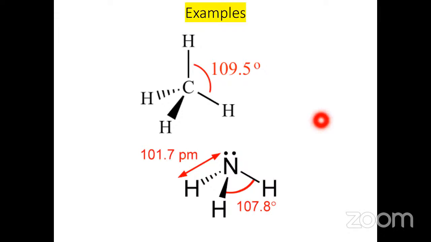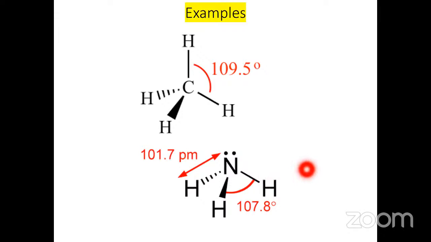Here only the unpaired electrons participate in bond formation. Thus the 2px, 2py and 2pz orbitals of nitrogen overlap with the 1s orbitals of the 3 hydrogen atoms to form the ammonia molecule. But here its shape is pyramidal and its bond angle is 107.8 degrees. The bond angle is reduced to 107.8 degrees.